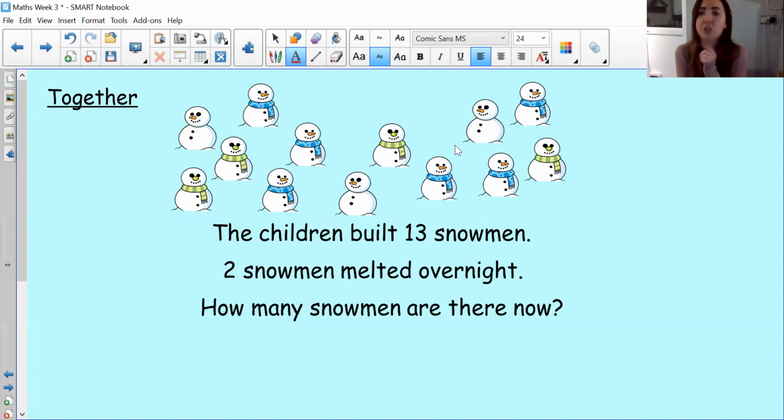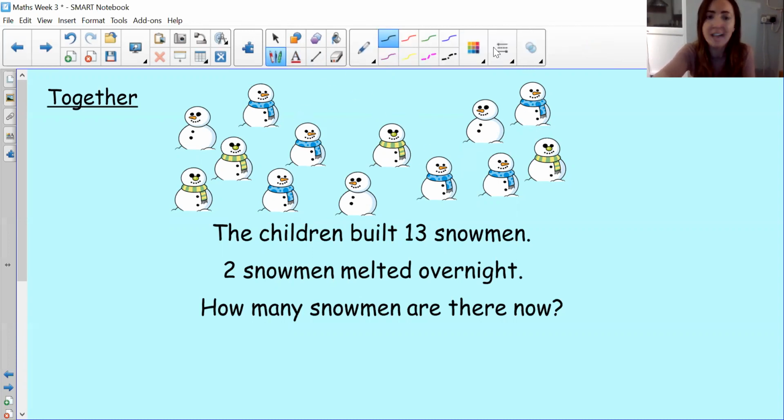And this time I'm going to show my subtraction by crossing out 2. I could cross any of them out, but if I cross them out at the edge of the picture, it will make it probably easier to make sure that I don't accidentally count them. So I'm going to cross out these 2 here. Okay, so we started with 13 snowmen. The children got 13 snowmen. 2 melted. Here are the 2 that melted.